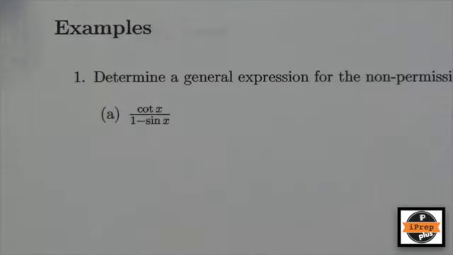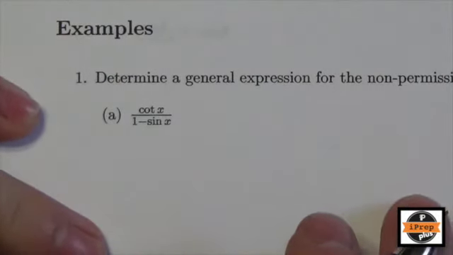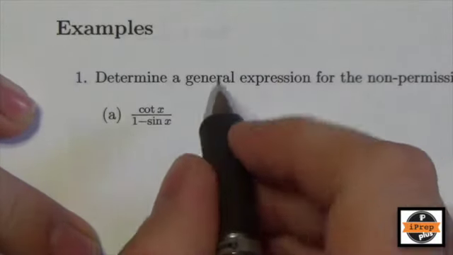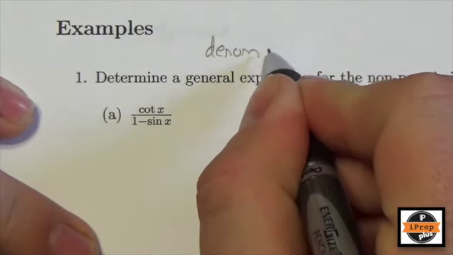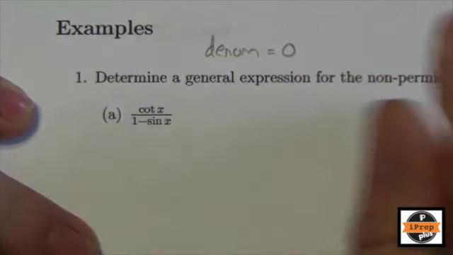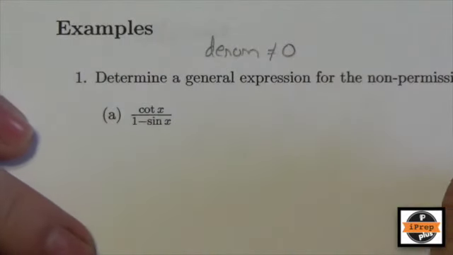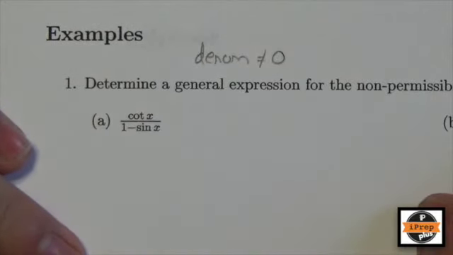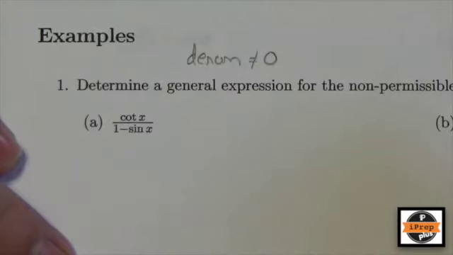Okay, so this is an interesting question when we talk about the non-permissibles, because there's something you have to remember as you work through a problem like this. First of all, non-permissibles come from the denominator being equivalent to 0. We cannot let the denominator equal 0. Now, in trigonometry, there are only two trig functions that do not bring their own set of non-permissibles with them.